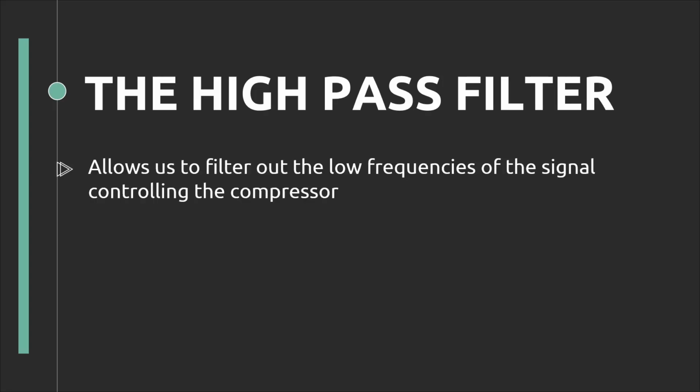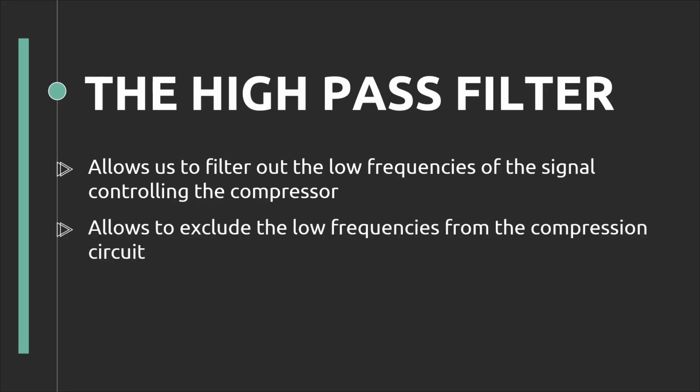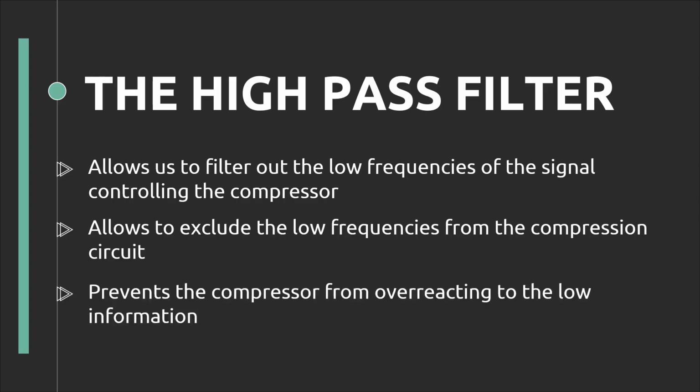Some compressors have a feature that could be very useful, the high-pass filter. It's a particular case of sidechain because the high-pass filter allows us to filter out the low frequencies of the signal controlling the compressor. So, using the high-pass filter allows us to exclude the low frequencies from the compression circuit, and that prevents the compressor from overreacting to the low information like kick or bass.